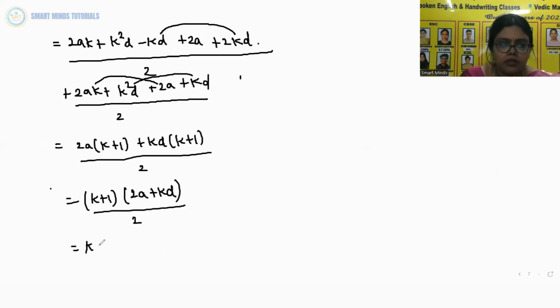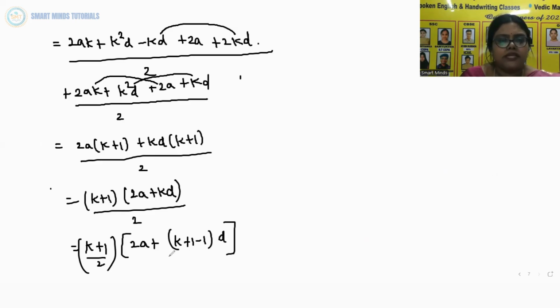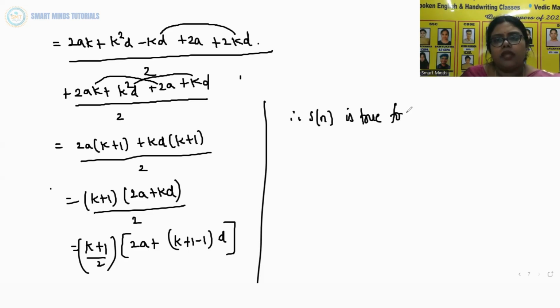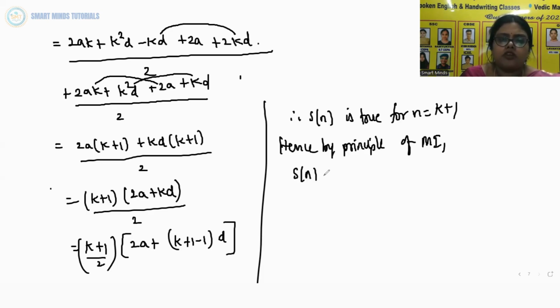So that is equal to k plus 1 by 2, I am writing separately, and over here 2a plus this kd, I will write k, I am adding and subtracting 1 here to this k. Now you can see the question, wherever you have n you got k plus 1. So you got n by 2 into 2a plus n minus 1 into d. So therefore S of n is true for n is equal to k plus 1. Hence, by the principle of mathematical induction, S of n is true for all n belongs to N.